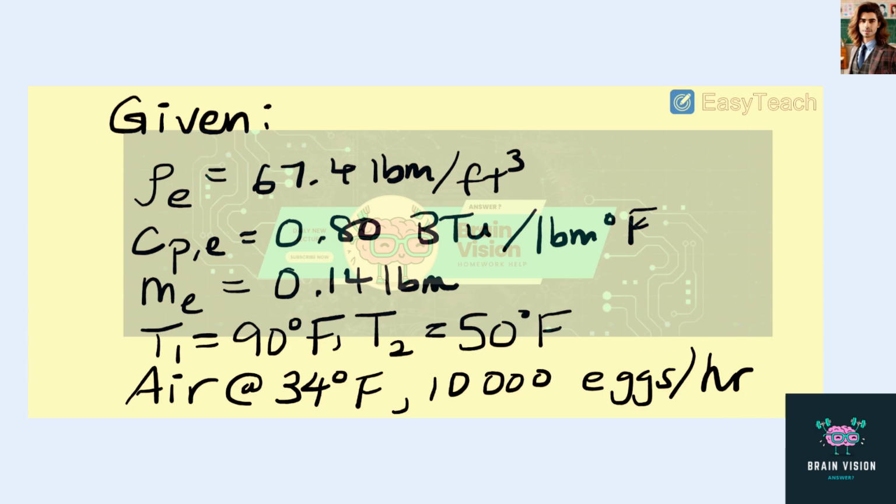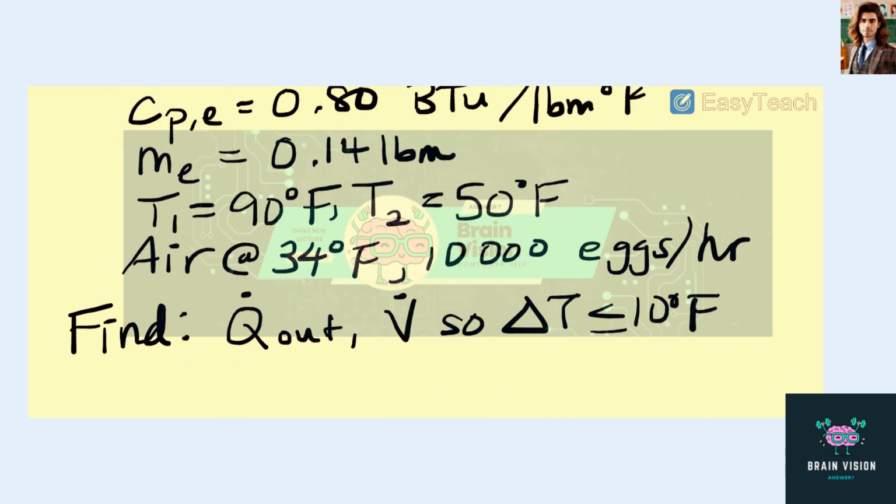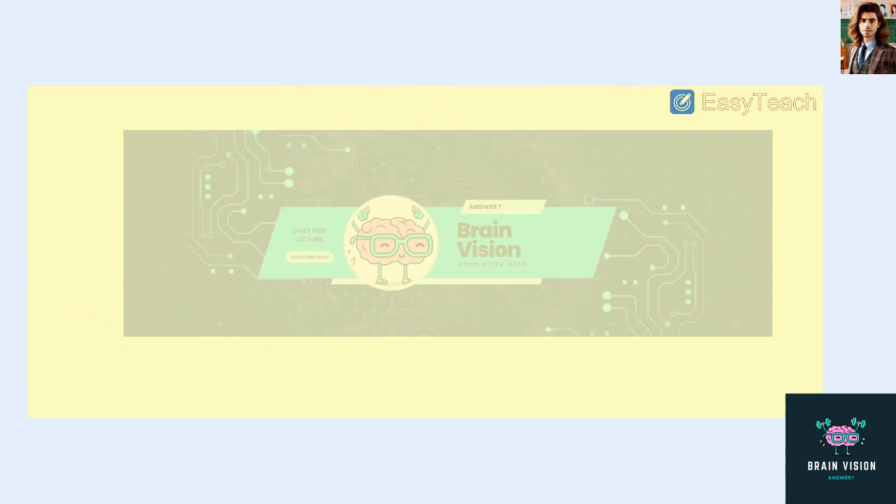These eggs are cooled at a rate of 10,000 eggs per hour. What we're asked to find is the total heat that is removed from these eggs and the volume flow rate of air required in the refrigerator so the change in temperature of the air is less than or equal to 10 degrees Fahrenheit. What we're going to do first is just state our assumptions.